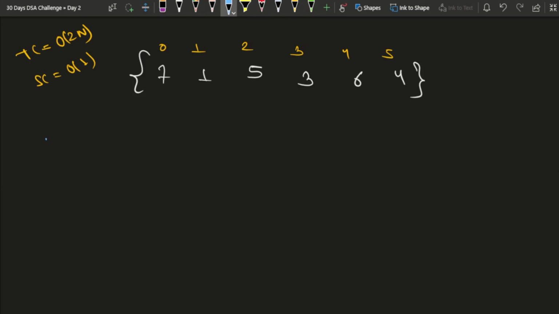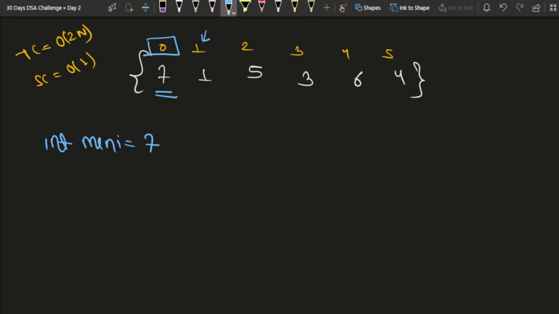Okay, so let's say we have a variable named mini, which initially stores the value present at index number 0. The value present at index number 0 is 7, right? And we will run a loop from index number 1 up to index number 5.